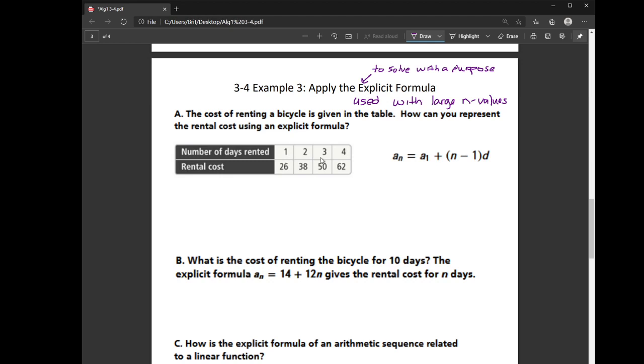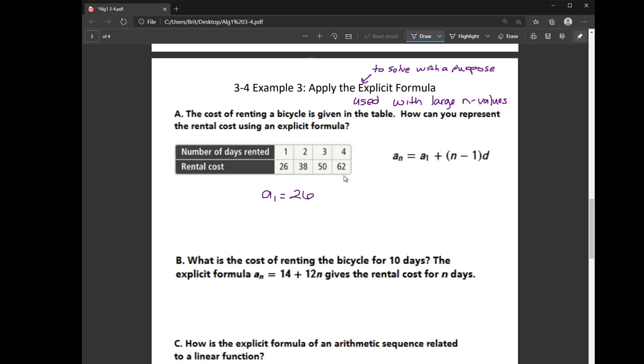Alrighty, so here we are. We have the cost of renting a bicycle, and they want us to show it with an explicit formula. So the first thing is we need to identify our A sub 1. Our A sub 1 is the value of the expression, or the number that's in the first position. So here's position 1, so A sub 1 is 26.